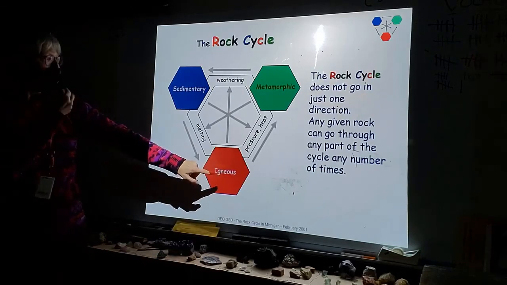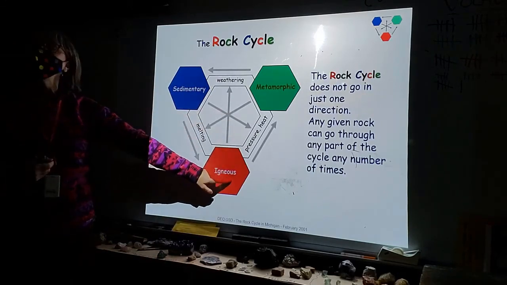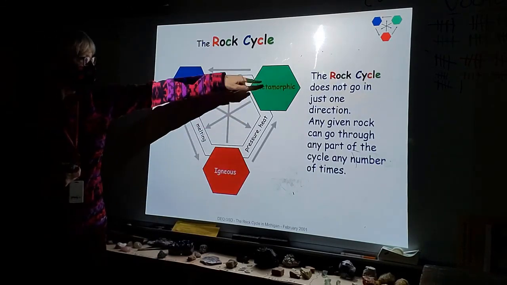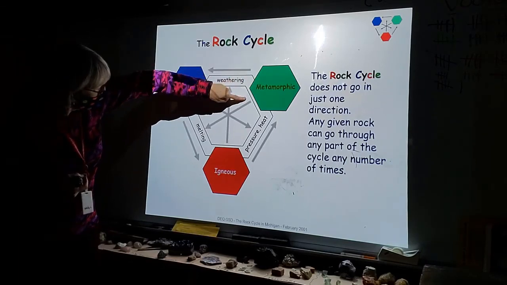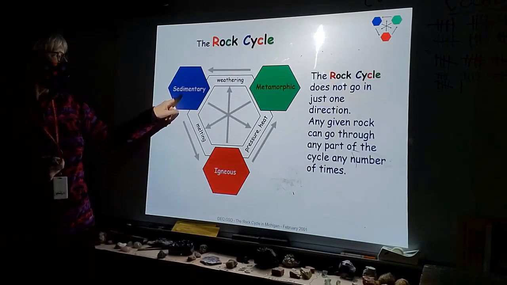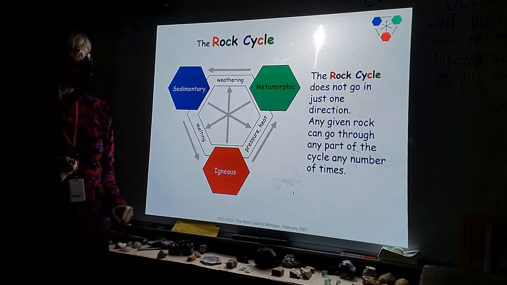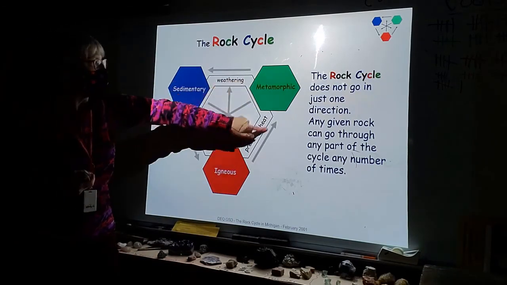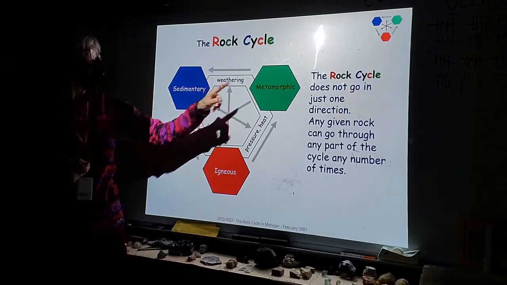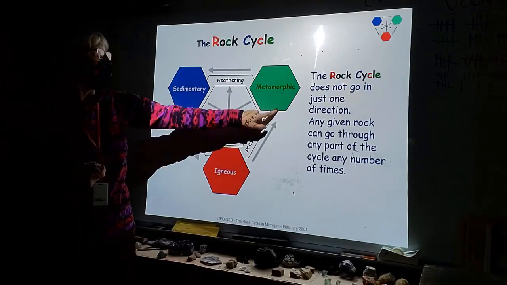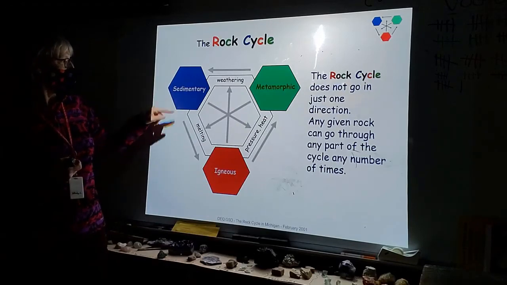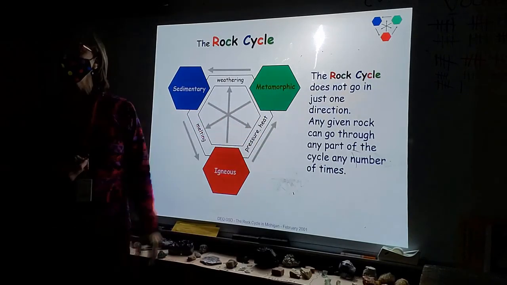Now we're going to go here. Igneous rocks can become igneous rocks. Metamorphic rocks can become igneous rocks. Sedimentary rocks can become igneous rocks. Do metamorphic now. Metamorphic rocks can become metamorphic rocks. Sedimentary rocks can become metamorphic rocks. And igneous rocks can become metamorphic rocks.